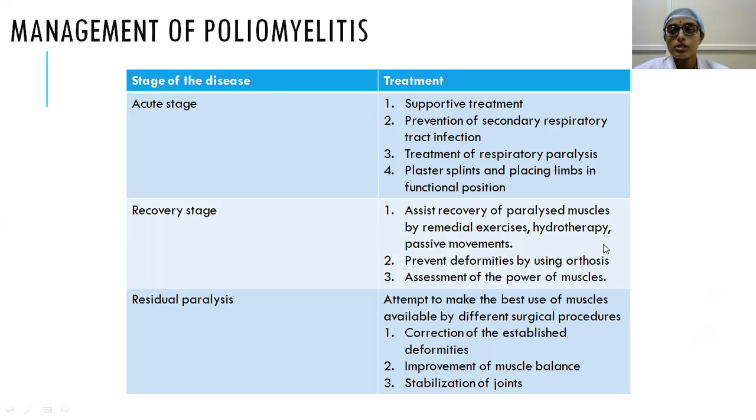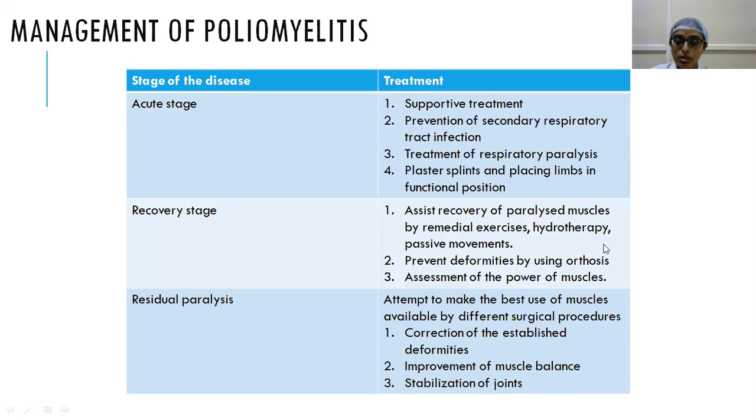So serially, the muscles are graded using MRC grading to see if the muscle has recovered or not. So that is the recovery stage. And after that, you have the residual paralysis. As I told, after 2 years of occurrence of the disease, whichever group of muscles are paralyzed, that is the status of the residual paralysis. The group of muscles which are paralyzed after 2 years contribute to the post-polio residual paralysis.